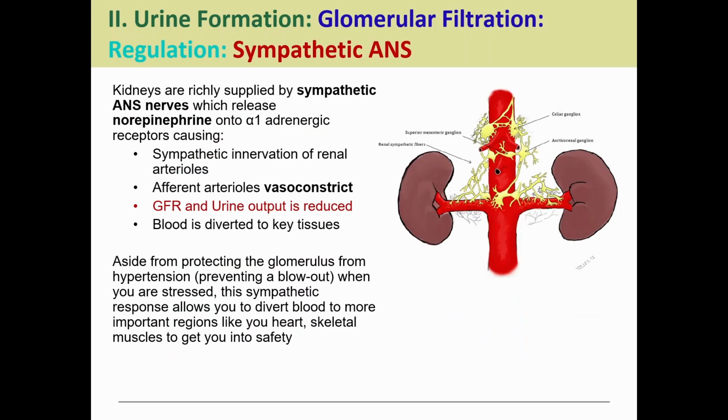When it comes to innervation, right, the sympathetic nervous system is really what's keyed in here. They're releasing norepinephrine, which is going to go onto those alpha-1 adrenergic receptors. This is going to cause vasoconstriction, right? When these afferent arterioles vasoconstrict, we drop that GFR, we reduce that urine output, right? And this is so that we can divert blood to other tissues that are necessary for immediate survival.